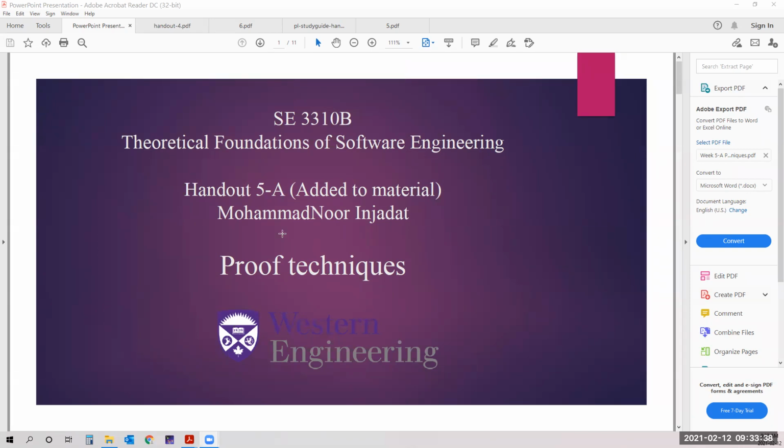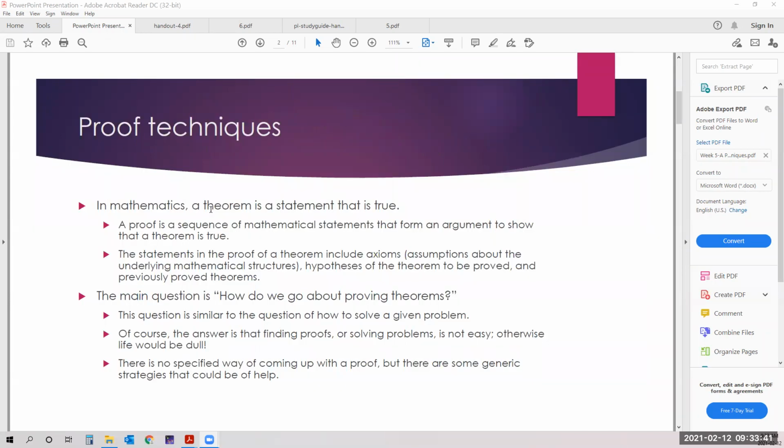And what do we mean by proof techniques? In mathematics, a theorem is a statement that is true. So that's why we need to prove a theorem. A proof is a sequence of mathematical statements that form an argument to show that a theorem is true. The statements in the proof of a theorem include axioms, assumptions about the underlying mathematical structure. So mainly the proof has some assumptions. This point is very important because in the pumping lemma you will see that we assume something to complete our proofs.